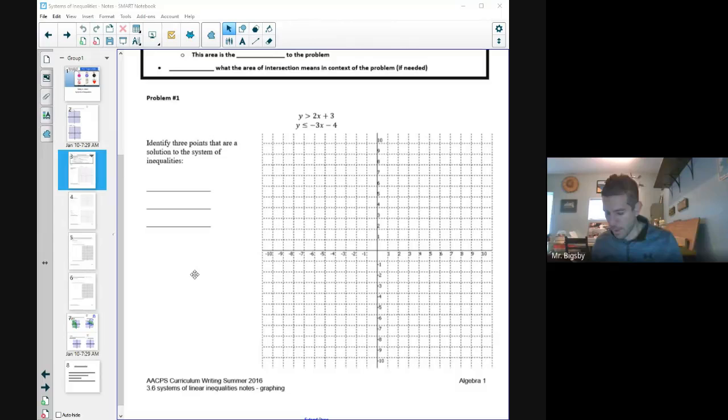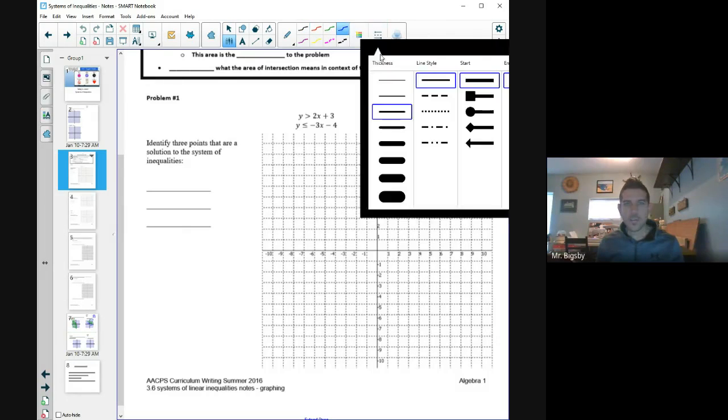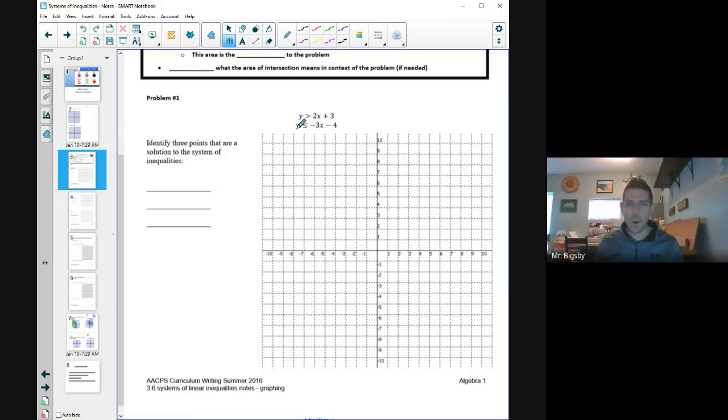Today we're going to talk about solving systems of inequalities. So that word system just means that we're going to have more than one inequality. Inequality means it has the inequality sign instead of an equation. So here we go. We have two inequalities. Y is greater than 2x plus 3 and y is less than or equal to negative 3x minus 4.